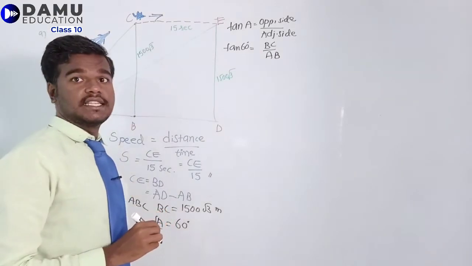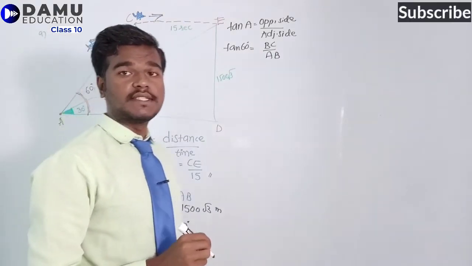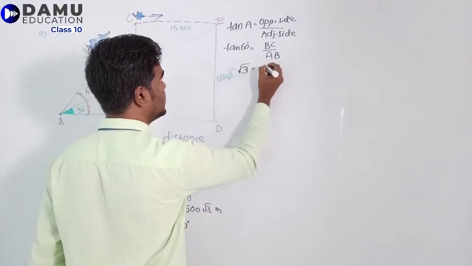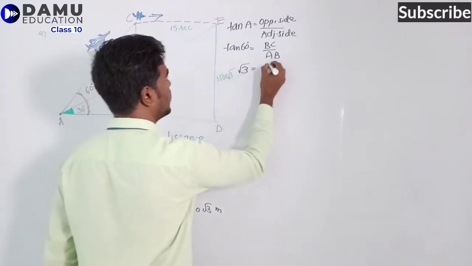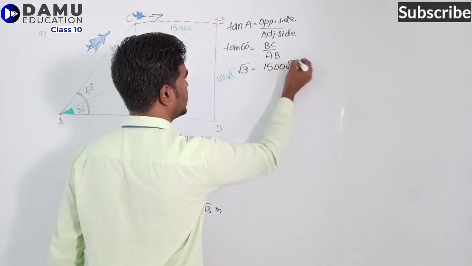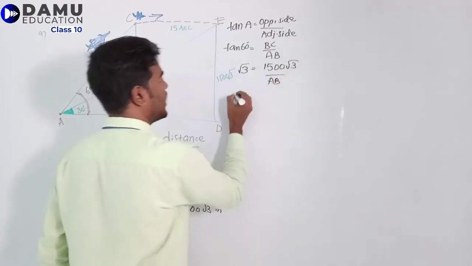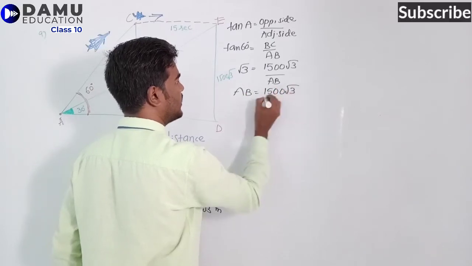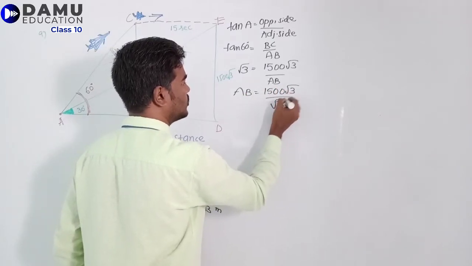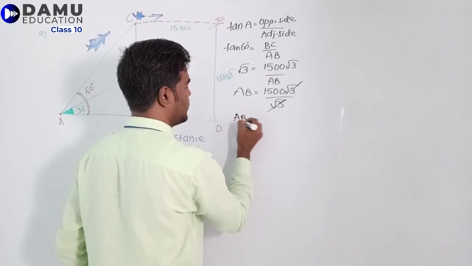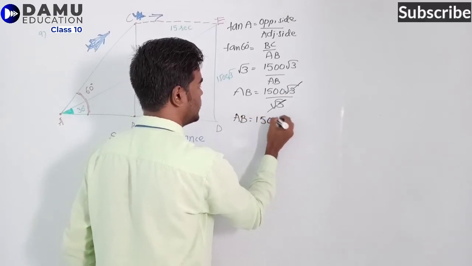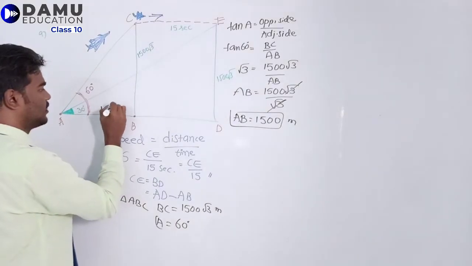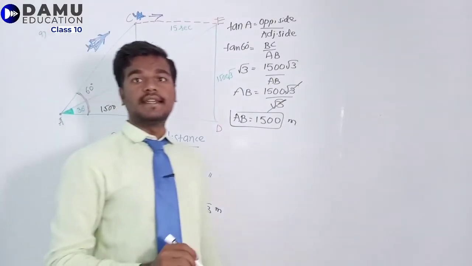Tan 60 degrees is nothing but root 3, so root 3 will be equal to BC, which is 1500 root 3, by AB. So AB will be equal to 1500 root 3 by root 3. Root 3 will cancel, then AB will be equal to 1500 meters. We got that one value.